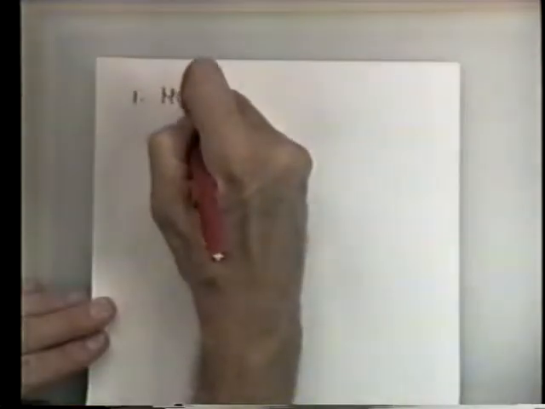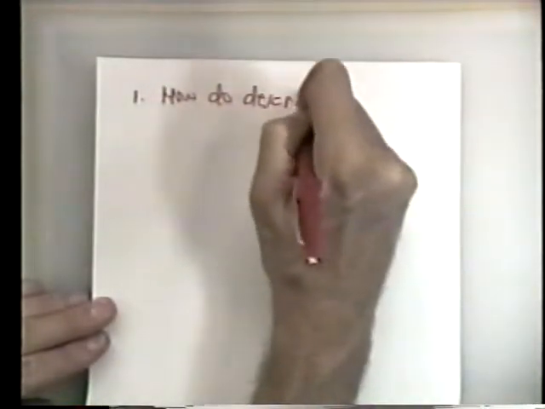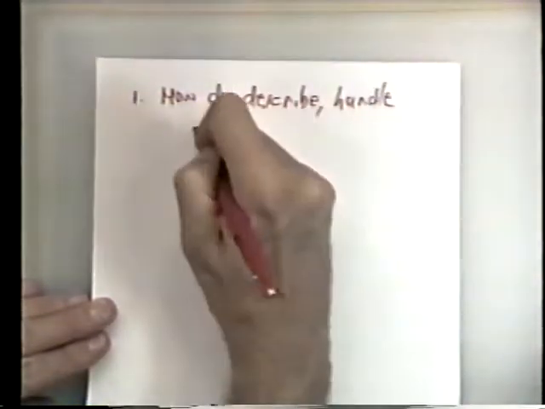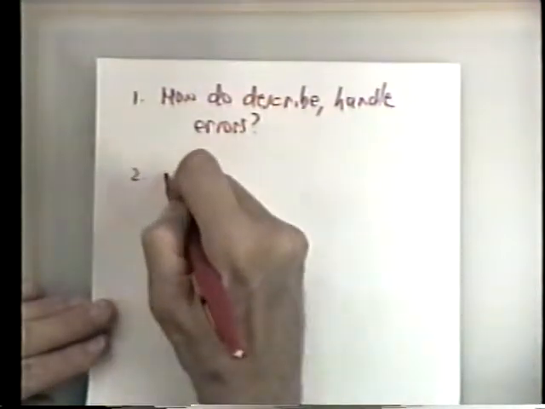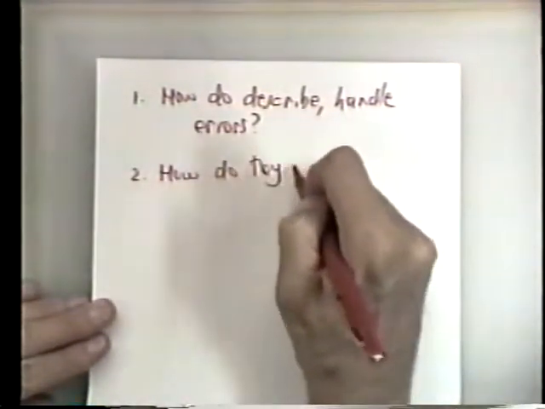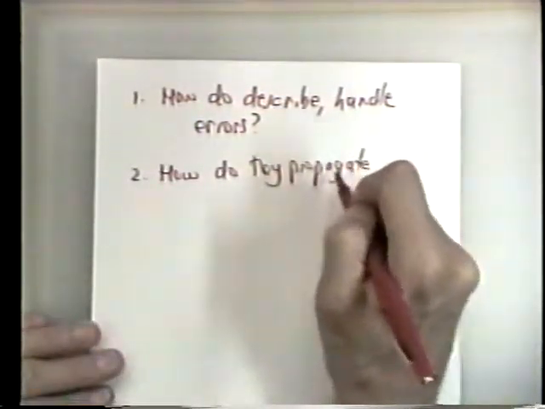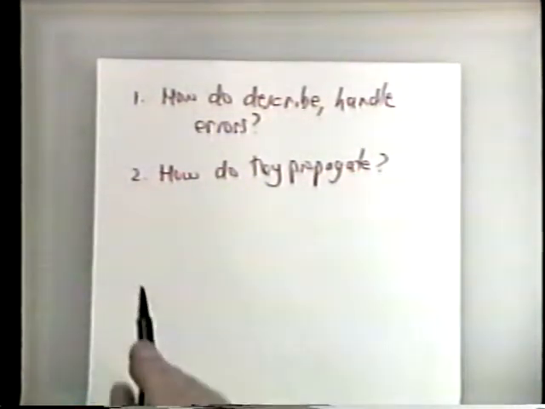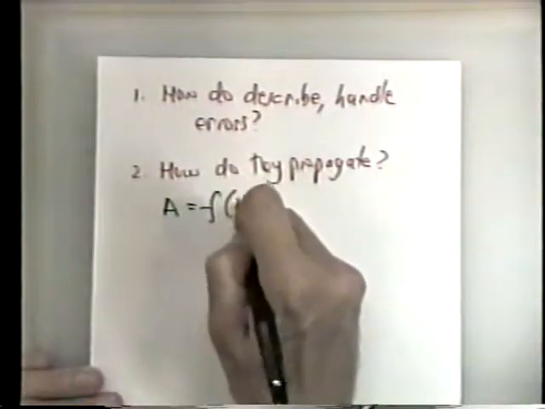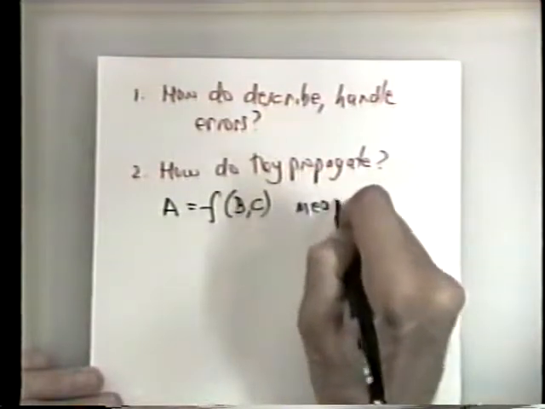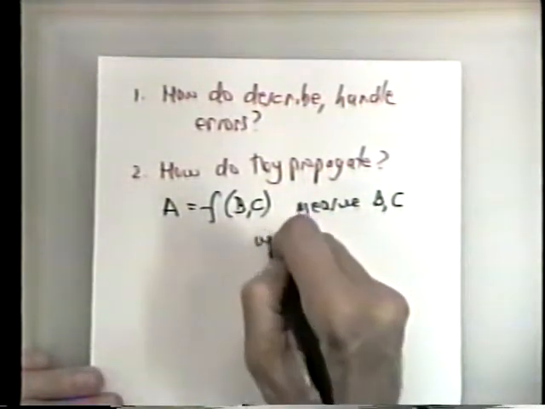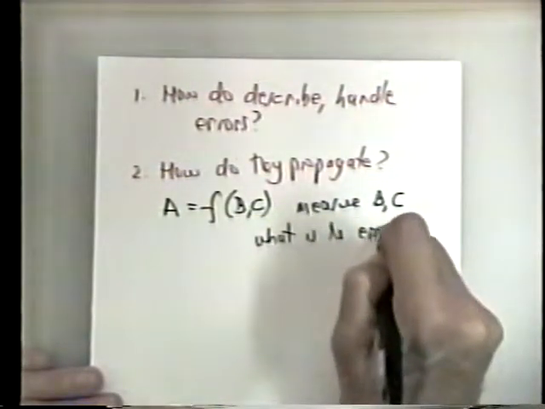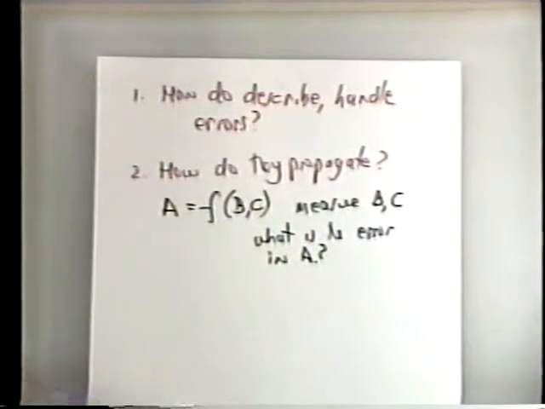Okay. What I'd like to do today is to discuss a little bit about errors in measurement. And first of all, one, how do we describe or handle errors? Two, how do they propagate through measurements? That is, let's say we have some quantity which I call A. And that's some function of actually B and C. And if I measure B and C, from those measurements, what is the error in A? And I'll discuss how we do that.